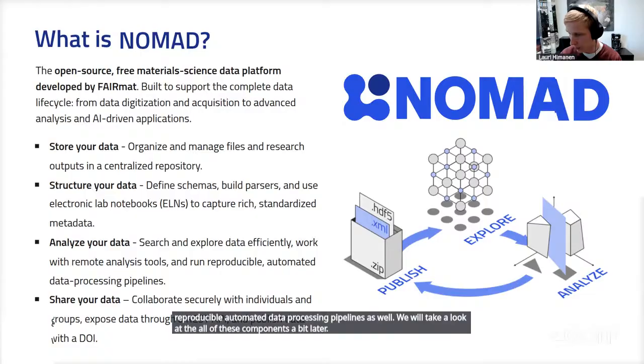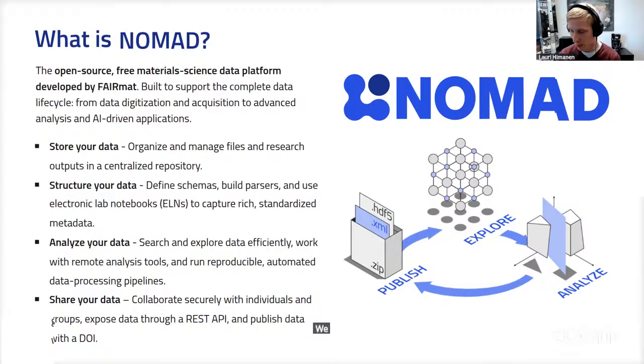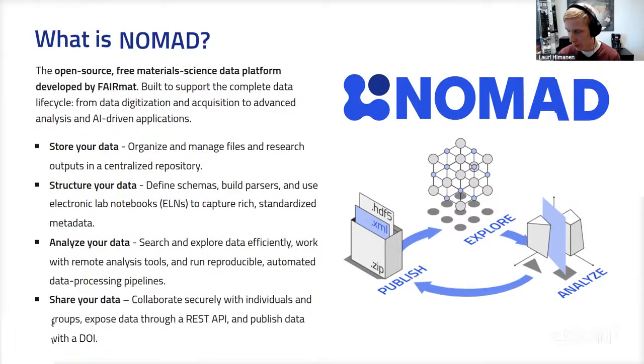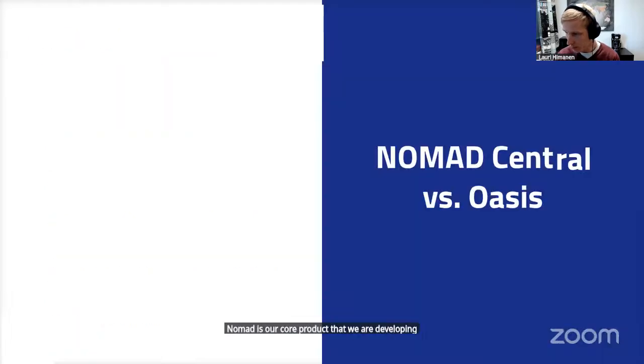And of course, once you have built your data pipelines and have created your data, then you also need to share your data. So we have mechanisms for collaborating with individuals, groups, exposing this data through an API, and then also publishing your data with a DOI. So basically, NOMAD is our core product that we are developing.